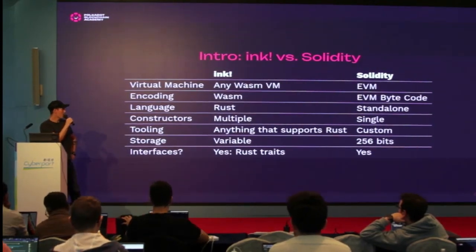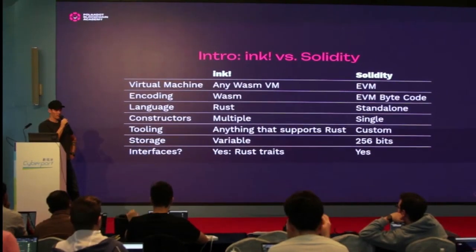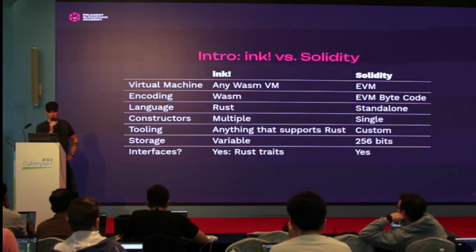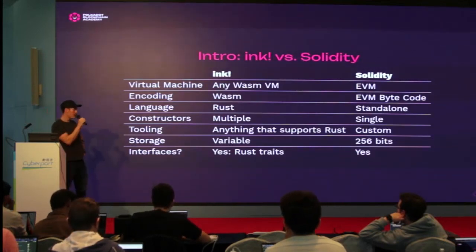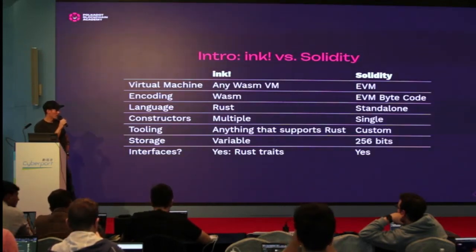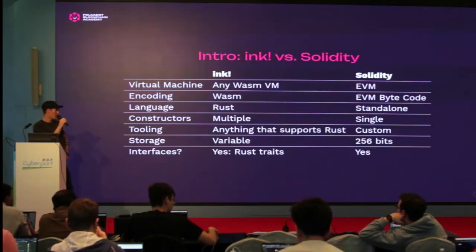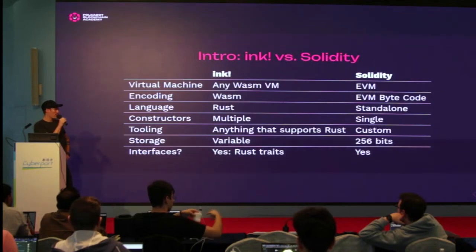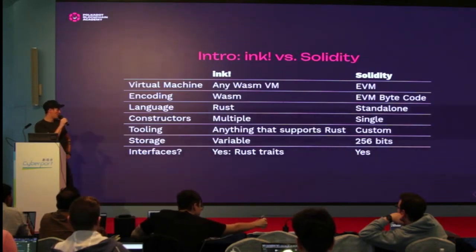Wasm VM uses variable storage. Well, Solidity uses 256 bits, and in practice that means that everything less than 32 bytes is going to be prefixed with all zeros. And that makes Solidity VM much slower than ink. So that's something to take into account.